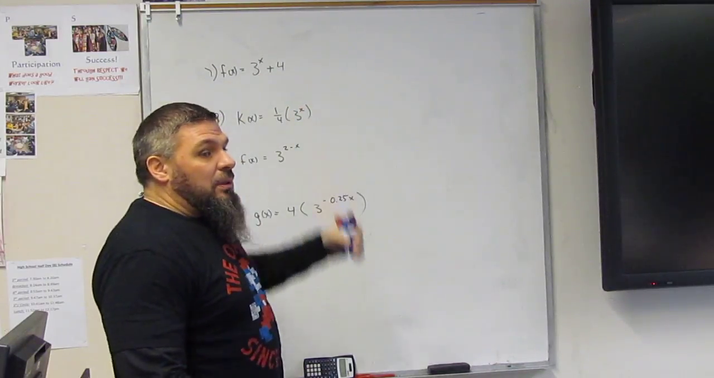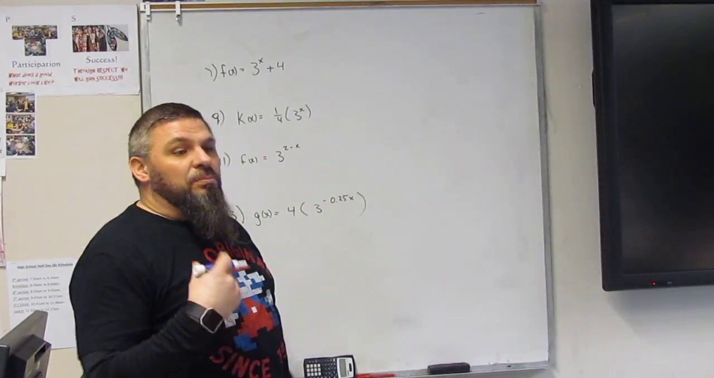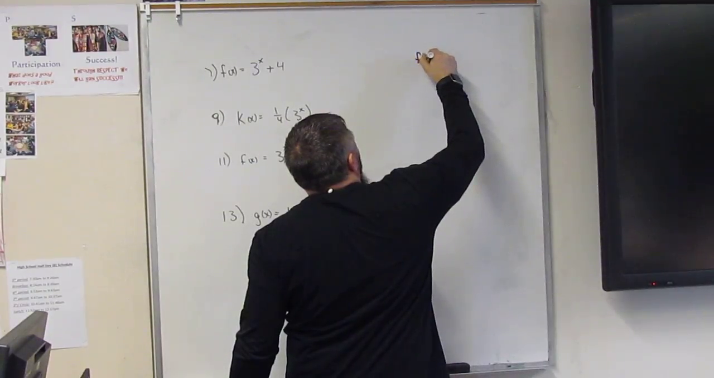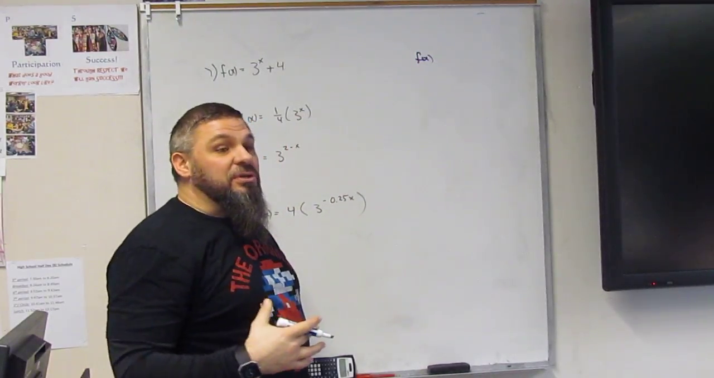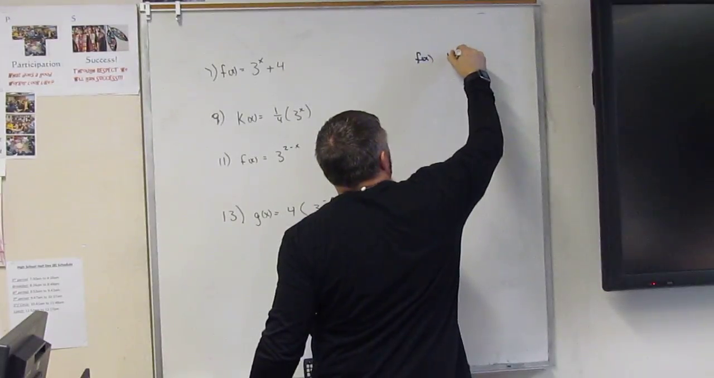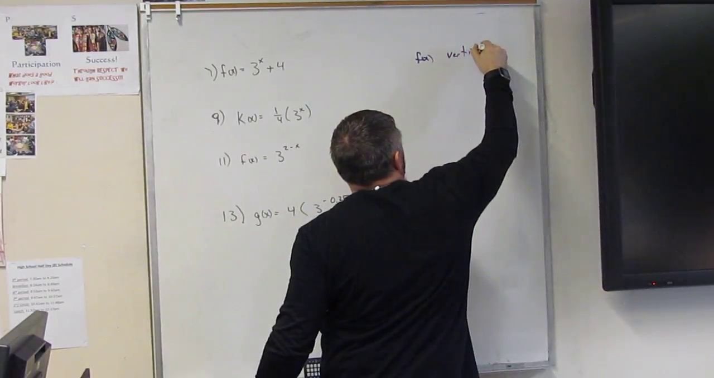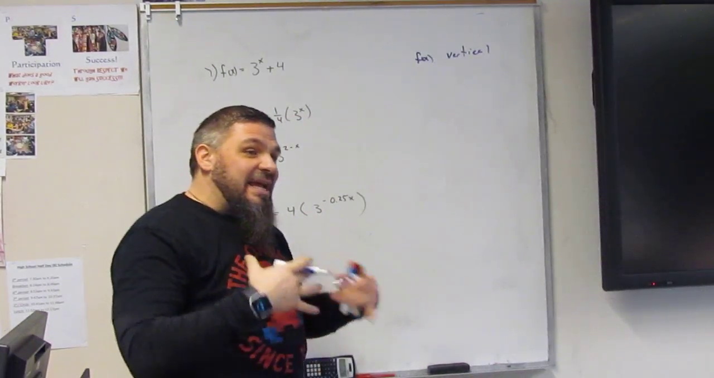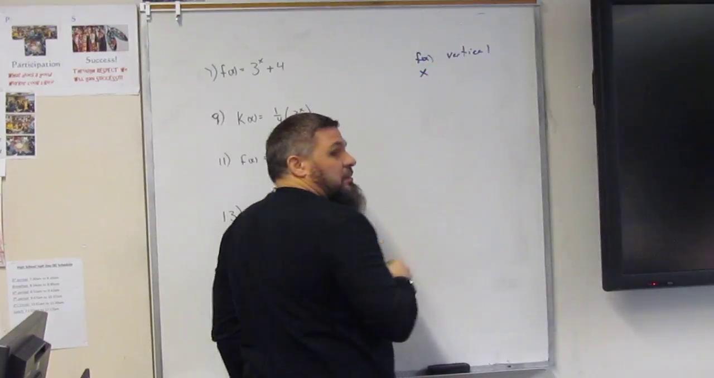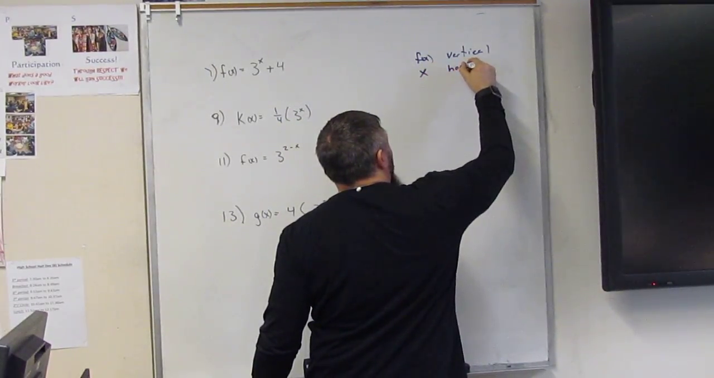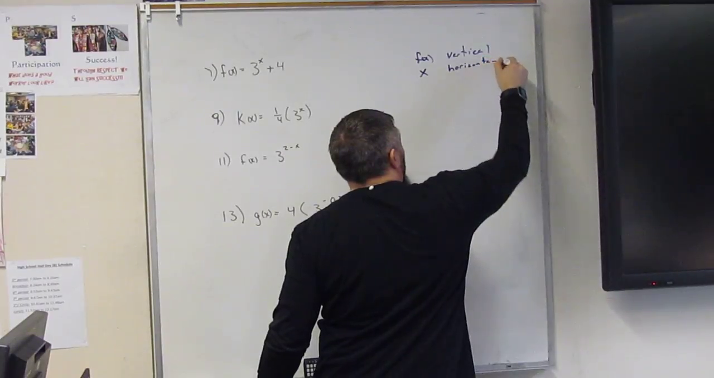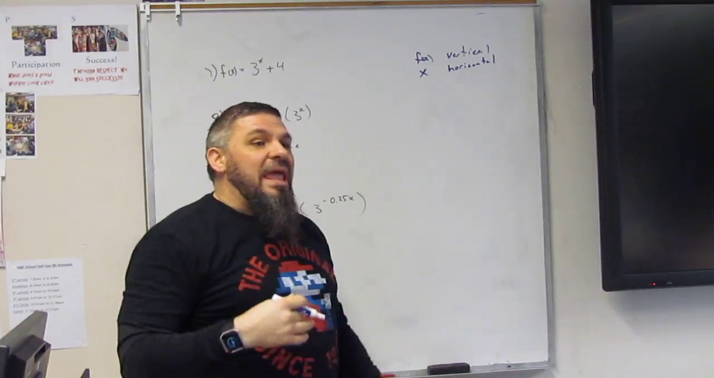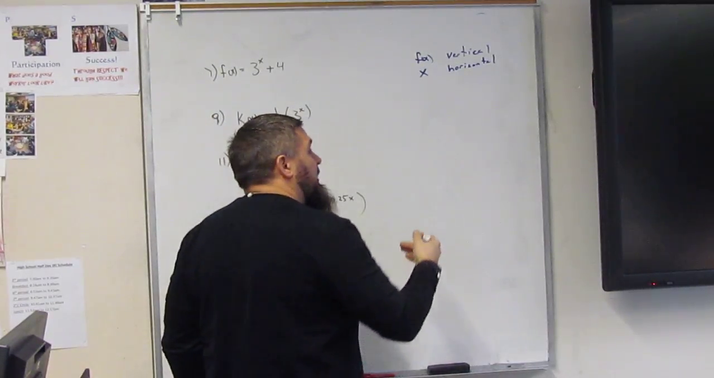Okay, good. So then we should know some things, maybe cover a couple of things. One of the things is, if it's happening to the function, then that's a vertical change. If it's happening to just the x, then that's a horizontal change. Okay? Remember, x's do the opposite. Okay?